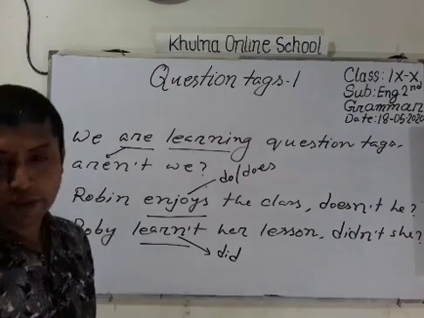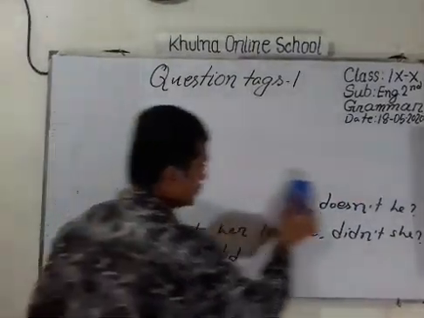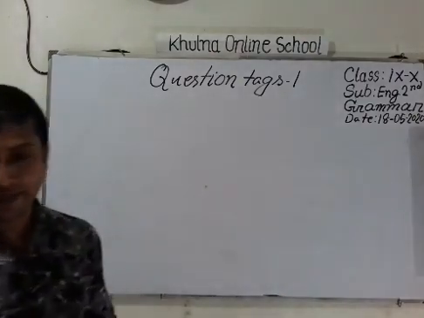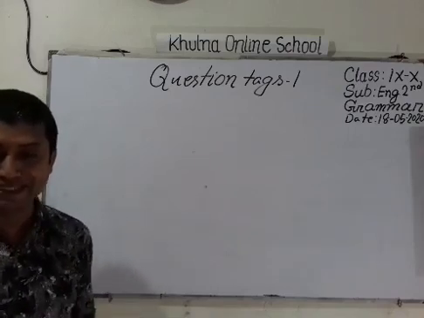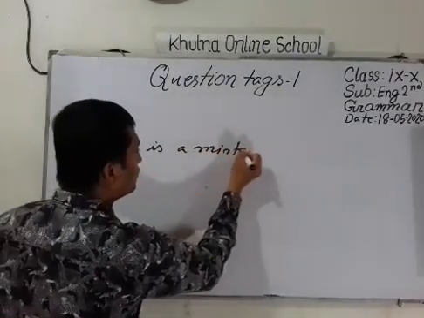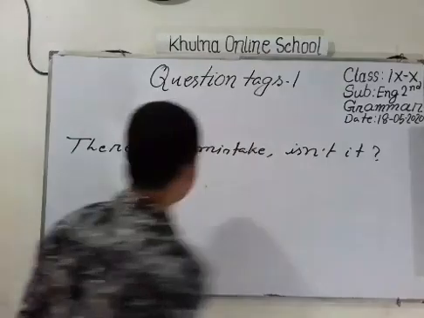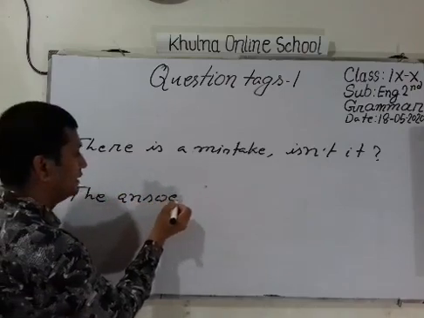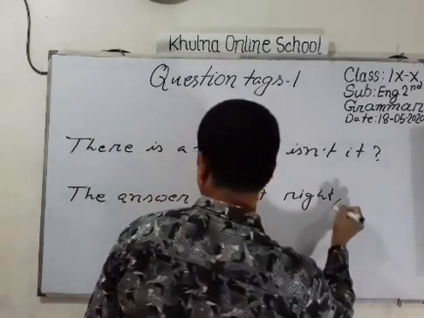Okay, dear students, in this way we can learn the basic grammar of question tags. Perhaps gradually you can get the point. Okay, this time a question tag with a be verb. There is a mistake. We can write here, there is a mistake, isn't it? Okay, another sentence, the answer is not right. The answer is not right, is it?